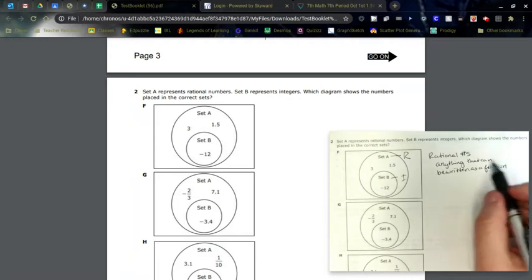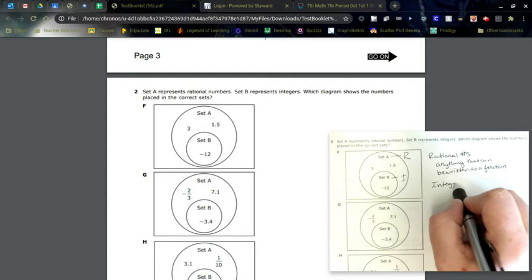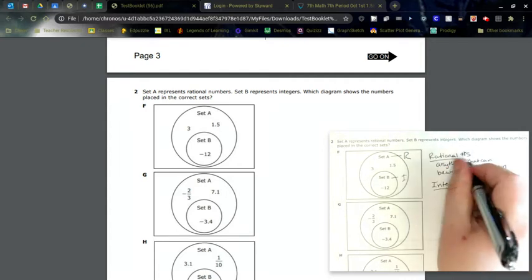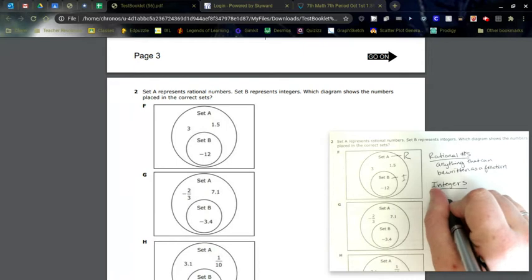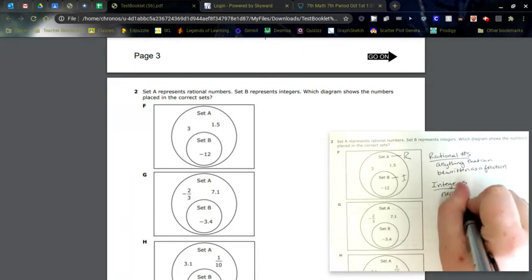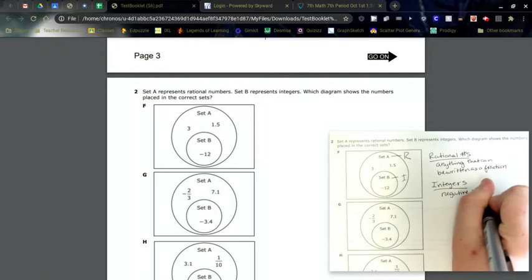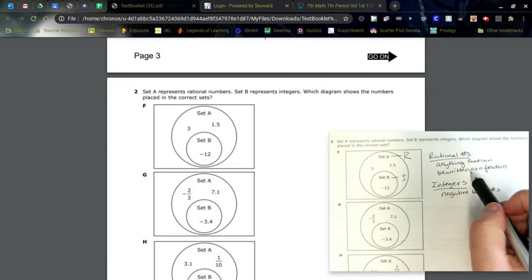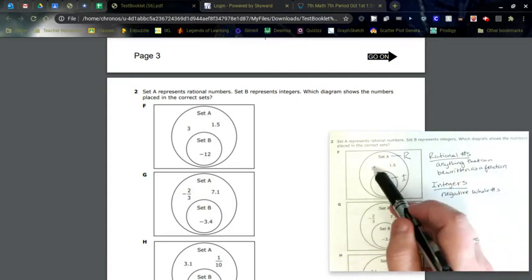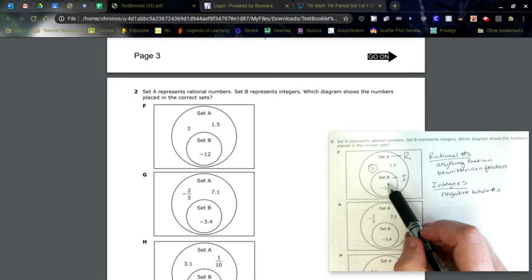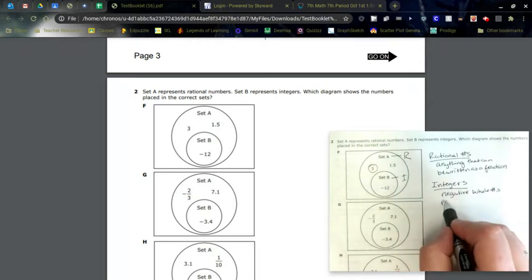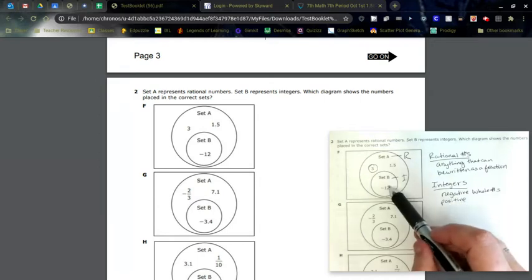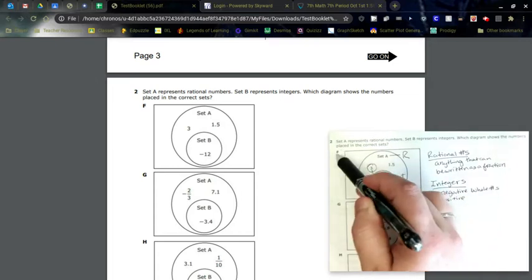And integers are negative whole numbers. So these shouldn't be any decimals or fractions. Your decimals and fractions go in rational numbers. If I look at this, 3 is a whole number, so it should be within our integers, because integers contain both our negative and our positive whole numbers. Okay, because it contains the set of whole numbers. So 3 should really be in there, which is why that's not right.